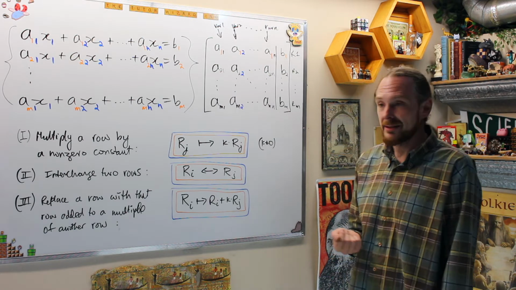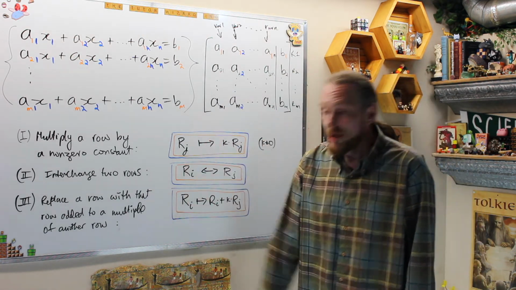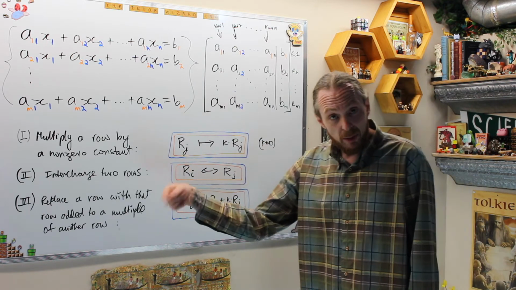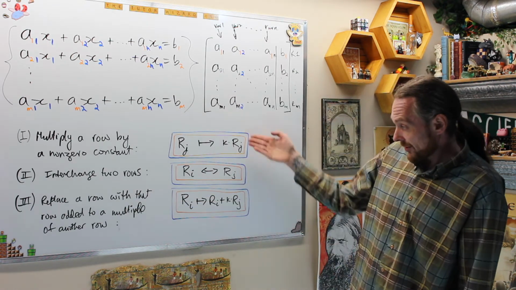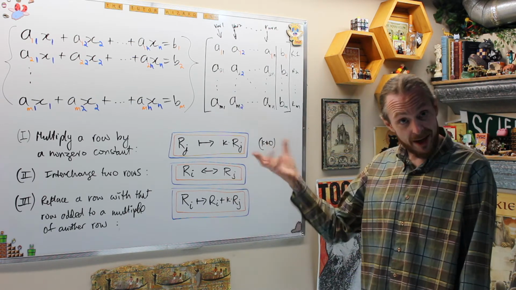That doesn't change our system. And the third thing that we're allowed to do, the third row operation, is replace a row with that row added to a multiple of another row. And here's the notation that we're going to use to describe each of those moves, so we know what the heck is going on when we try to do this.